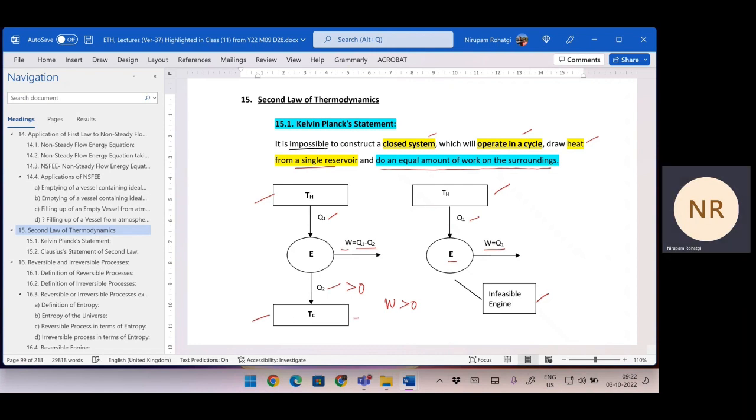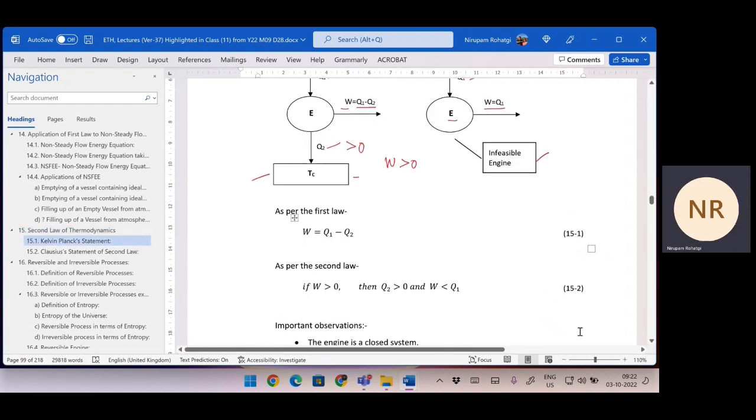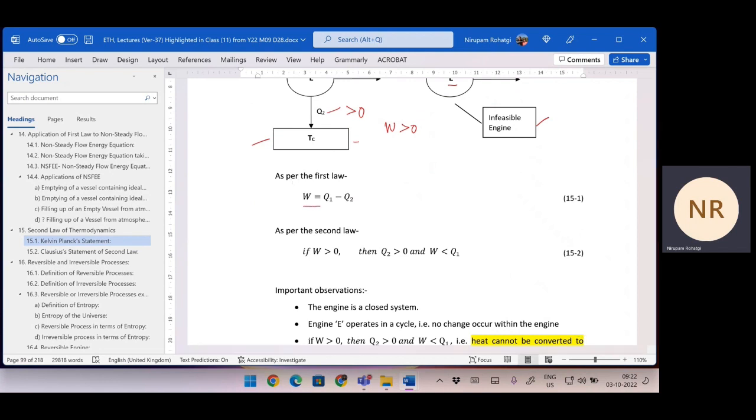No, your W has to be positive. That's an ideal case. Okay, you can say no work is being done, so you can do with a single reservoir. That is meaningless. If your W is positive, that means you are getting some work out of it. You necessarily have to reject some heat to a cold reservoir. This is the second law. Okay. Now, so your W is equal to Q1 minus Q2. You are not breaking the first law. First law is still valid. And if W is greater than 0, Q2 has to be greater than 0. W has to be less than Q1. Right?